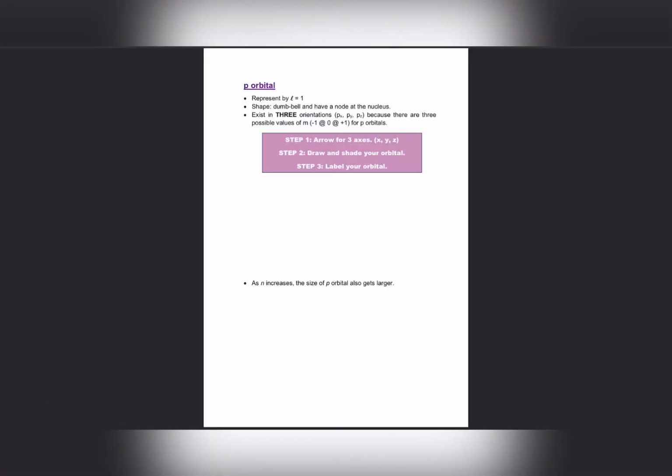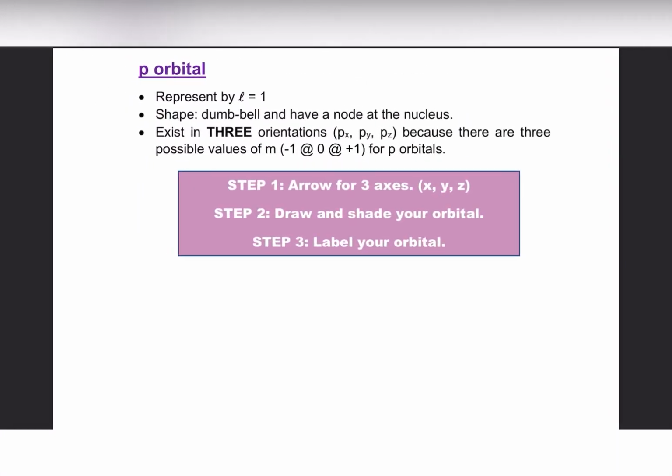So for P orbital, we know that it is represented by L equals to 1. So when L equals to 1, what happened to the M value? The M value is going to be -1, 0, and +1. So when you want to draw, you can see here, you got 3 values for M. So it means that you will have 3 orientations.